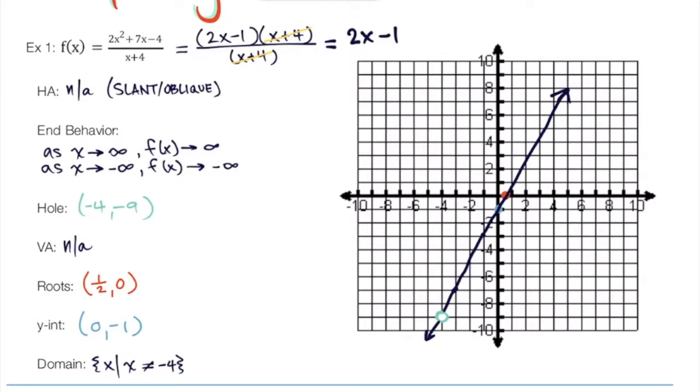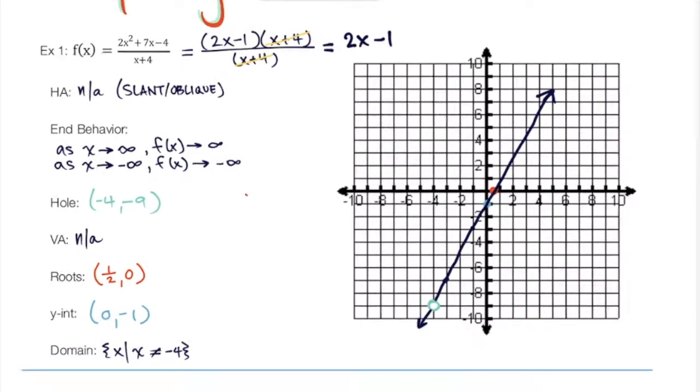So for a lot of these, if you find that you have a slant or oblique asymptote, I'm not going to require you to give the end behavior, but after you graph this, you can see what the end behavior is. As x approaches positive infinity, your f of x approaches positive infinity, and as x approaches negative infinity, your f of x approaches negative infinity. So if you can tell what the end behavior is, then go ahead and list it.